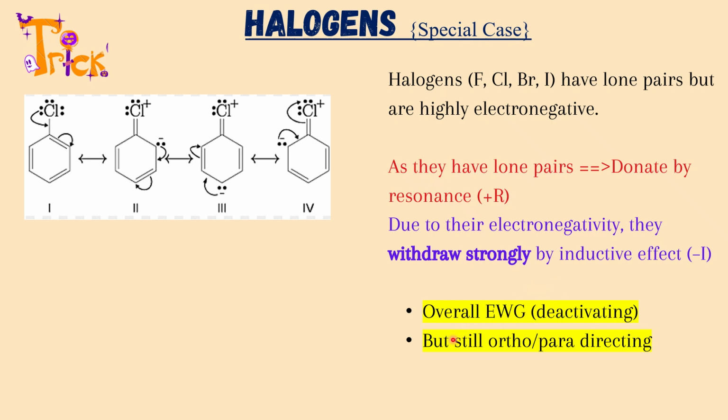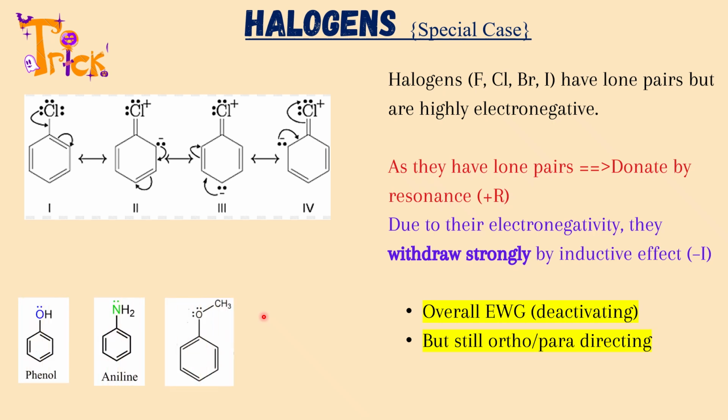And at the same time, since there is a resonance effect, plus R effect, which is less than minus I, but it is still there. So due to that effect, the electron density is still increasing slightly at ortho and para position. Hence, it will also give what? Ortho-para directed products. And these are the examples that we have seen on the previous slides.